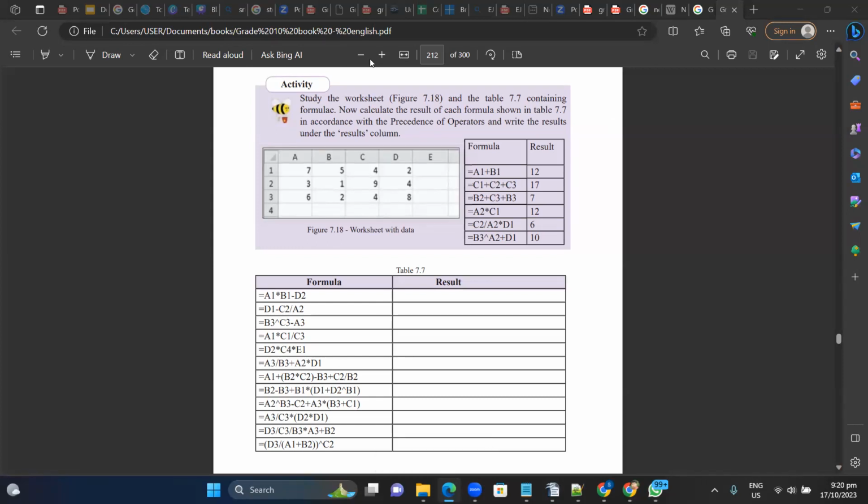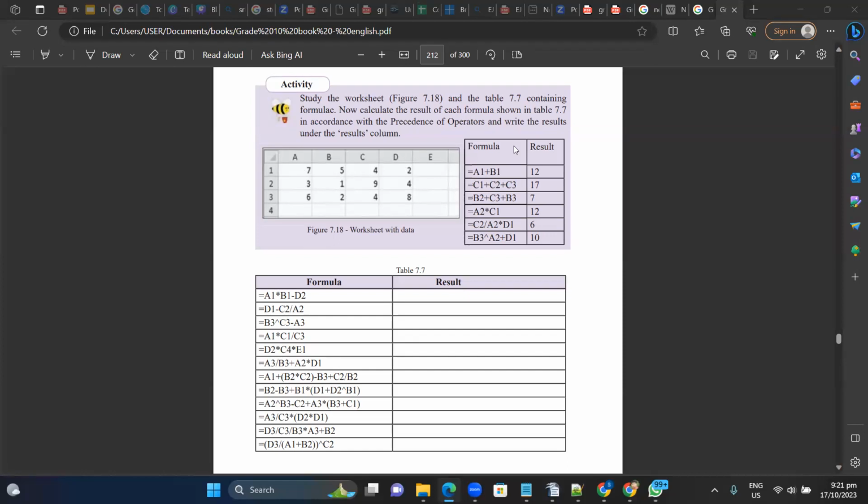Okay, I will review the answers. First one is A1 into B1 minus D2. What is A1? A1 is this. A1 is 7. B1 is 5. D2 is here, D2 is 4. A1 into B1 is 7 into 5. 7 into 5 is 35. Minus D2, which is 4, is 31.